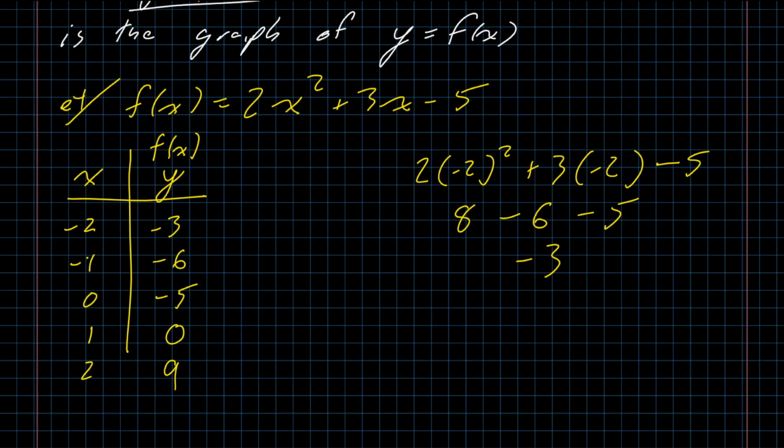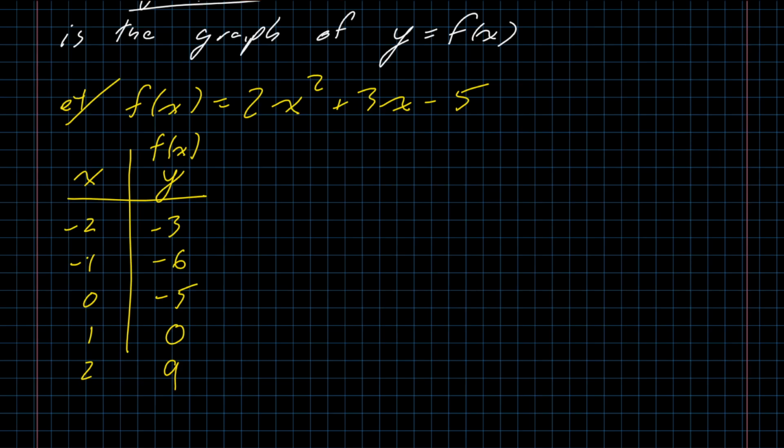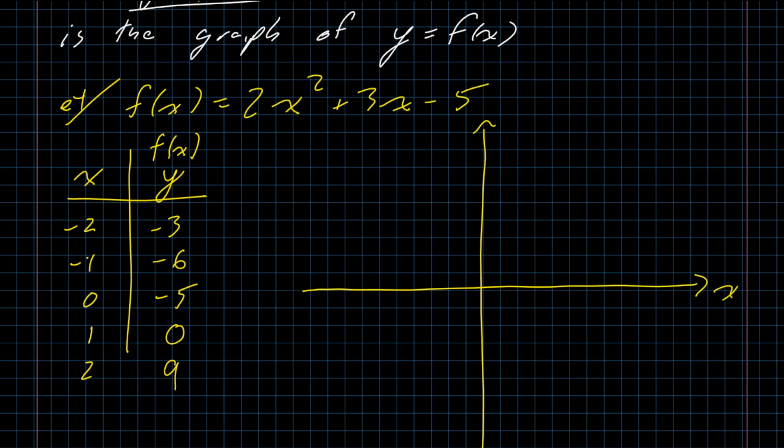And with just that, we have enough information to sketch a graph. I'll have to be a little bit careful here because there are some fairly large numbers on this graph. So we have to get down to -6 and up to 9.